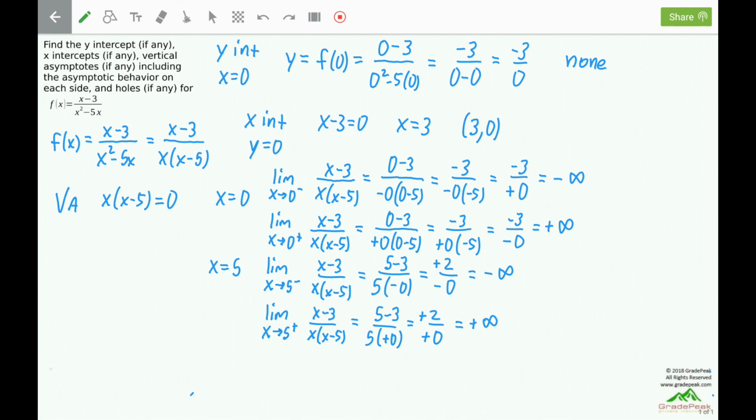The last thing to determine are the holes in the graph. Holes occur when there are factors in the numerator and denominator of the function that cancel with each other so that all of them in the denominator fully cancel out. We didn't have any factors cancel here, so there are none.